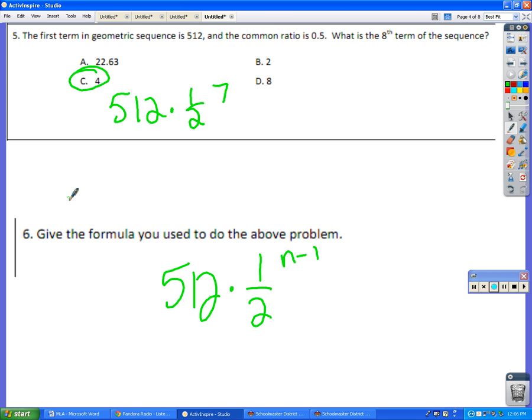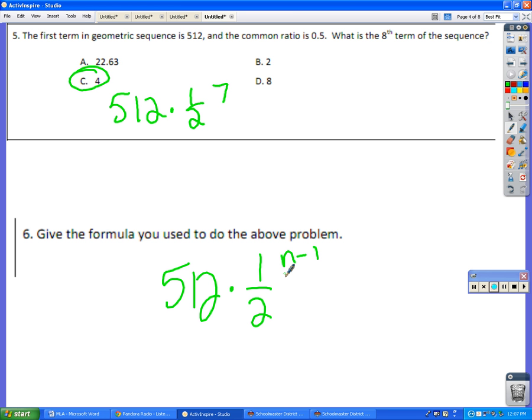Okay, so do you see where the formula comes from again? The 512 is what we're starting with. The 1/2 or 0.5 is what we're multiplying by each time. So you're going to multiply one fewer times than the term that you want. Okay? So it'd be 512 times. I think the n is 8 because they want the 8th term. Yeah.